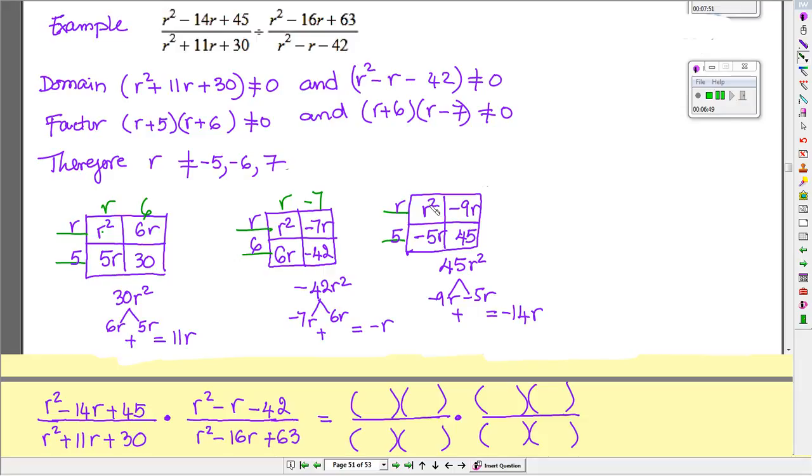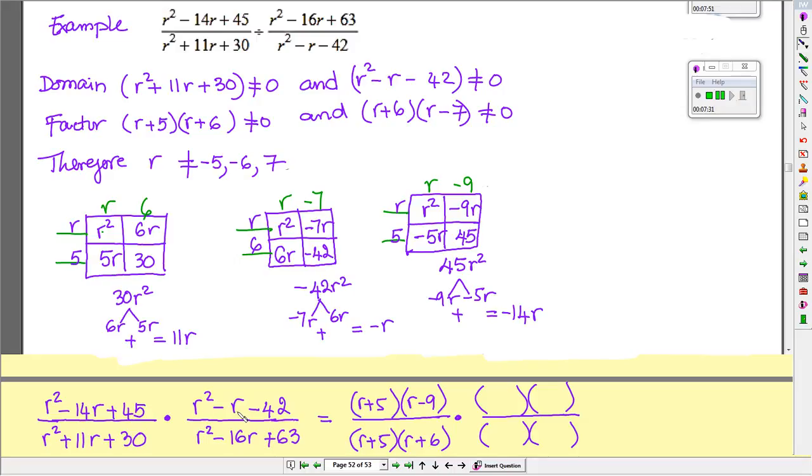Let's go to column 1. So we'll take the inside divided by the outside. r squared divided by r, so that will give us r. And negative 9r divided by r, so that will give us negative 9. So therefore, our factor for the numerator will be r plus 5 over r minus 9. Now let's move on to the denominator. Now for the denominator, we only have it here. So I'm going to go ahead and put r plus 5 times r plus 6.